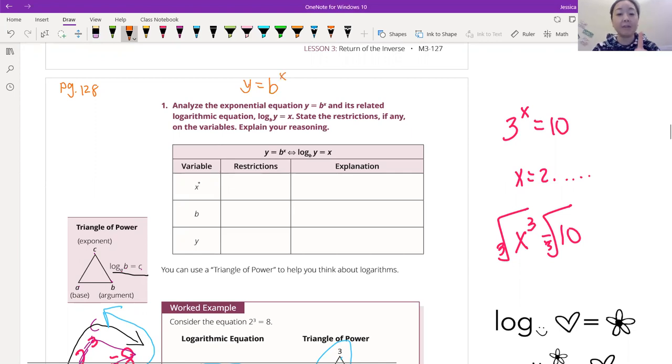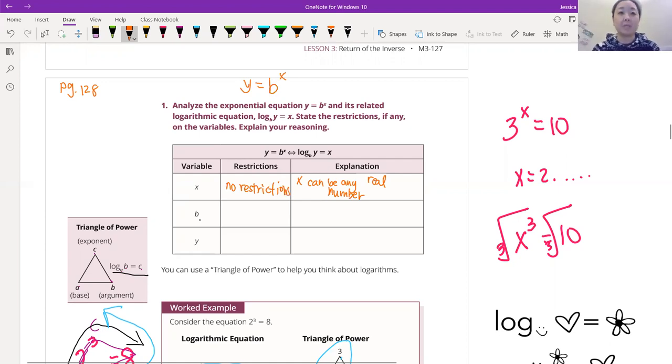For x, does x have any restrictions? Can x be negative numbers, positive numbers, 0? Yeah, x could be all those. So there are no restrictions for x in this case, for the exponentials. So what in the world does that mean? The explanation: x can be any real number, as opposed to imaginary. So any real number, positive, negative, a fraction, decimal, all that kind of stuff.